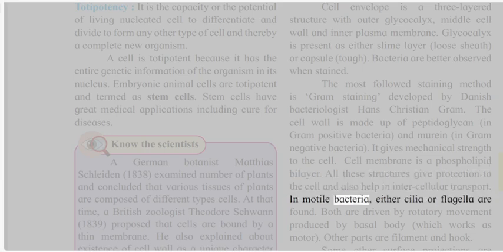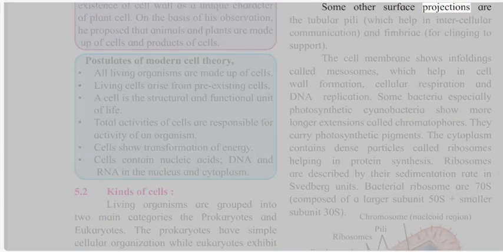In motile bacteria, either cilia or flagella are found. Both are driven by rotatory movement produced by the basal body, which works as a motor. Other parts are the filament and hook. Some other surface projections are the tubular pili, which help in intercellular communication, and fimbriae, for clinging to support.